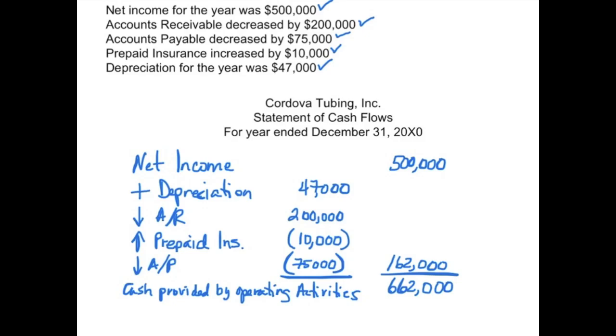So also there's two more sections to the statement of cash flows. There's the investing activities section and the financing activities section. And we'll look at a problem, a statement of cash flow in more detail in another video.